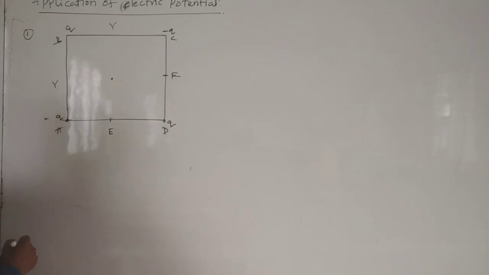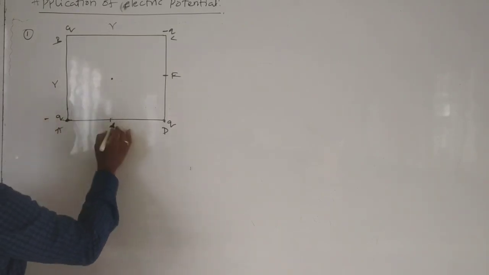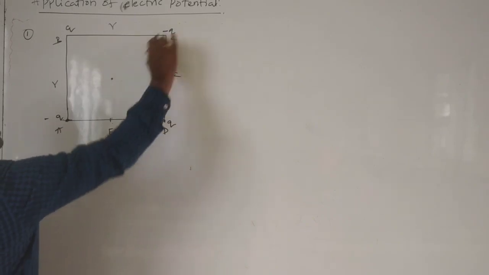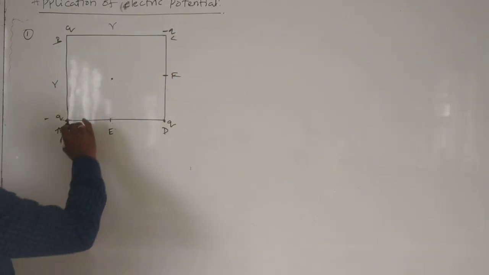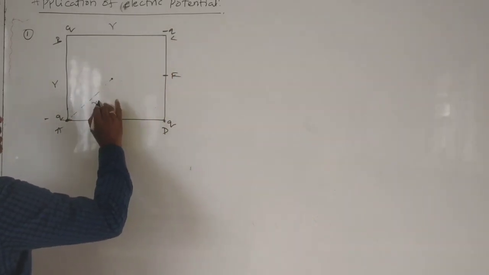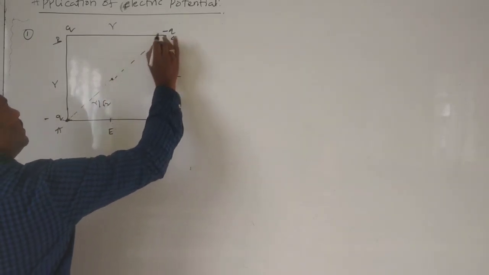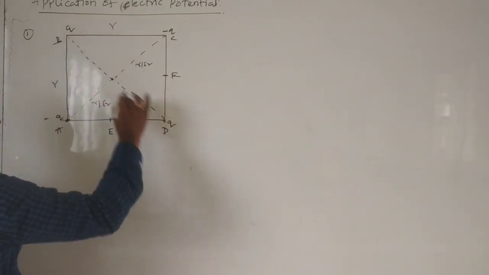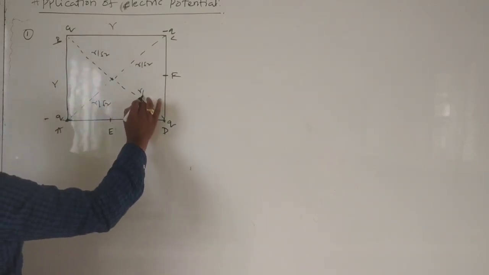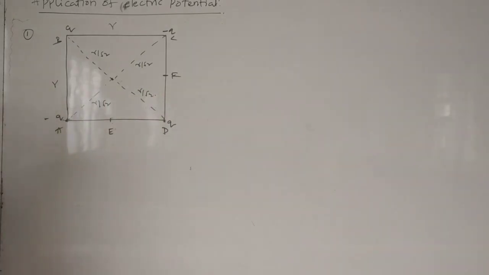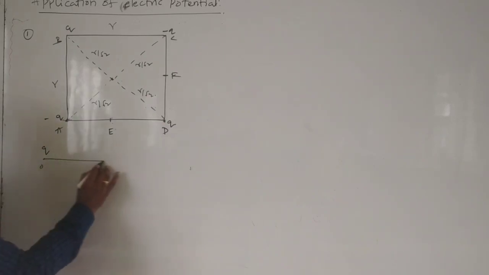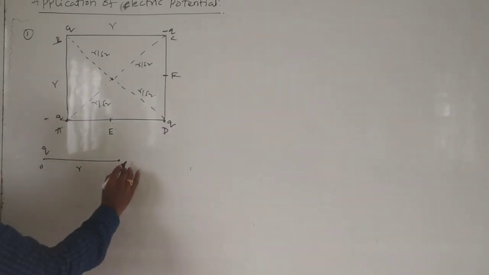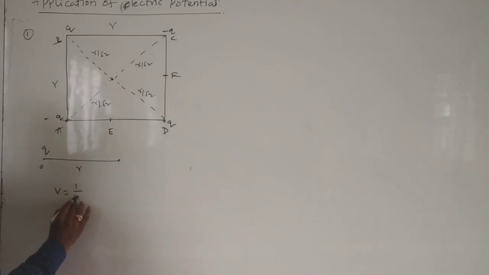Potential at center. See, this distance is R, this is R. This distance becomes root 2 R. So then this distance becomes R by root 2, this distance becomes R by root 2, this distance also R by root 2, and this one also R by root 2. Now already you know, for a charge Q placed at a distance R, what is the electric potential? V is equal to 1 by 4 pi epsilon naught, Q by R.